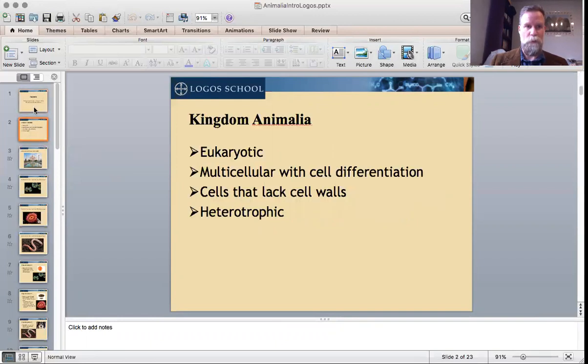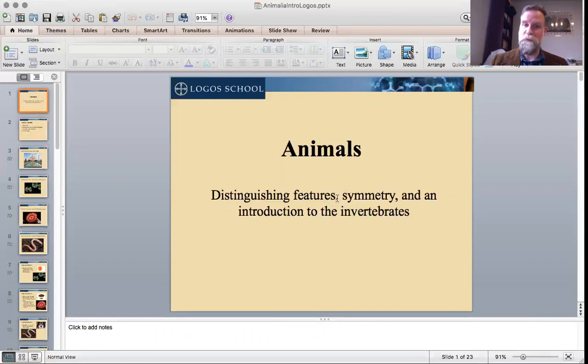Okay, so what are we talking about? The distinguishing features of animals. How are they different than the other creatures in other kingdoms? We're going to be talking about symmetry, which is a really interesting concept, and also starting to look at various invertebrate phyla, get a sense for the diversity and magnitude of these creatures, and then looking at two distinct phyla.